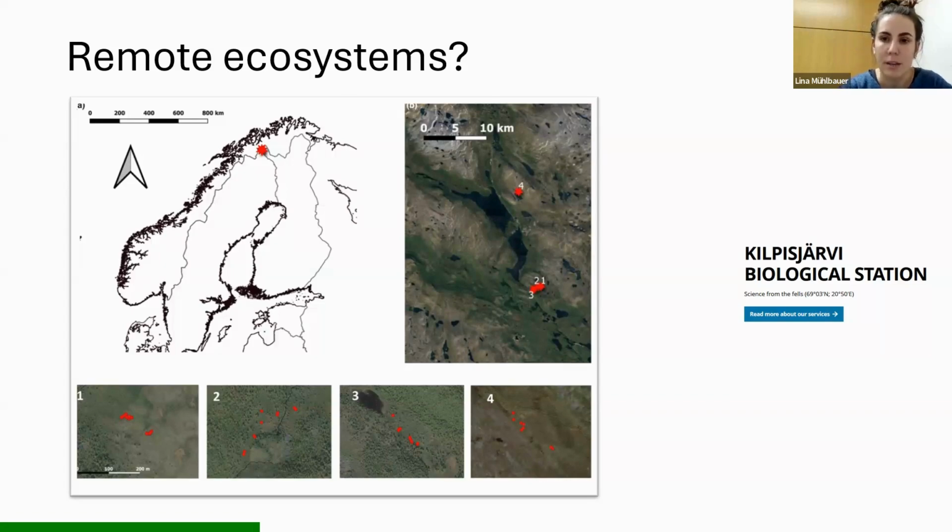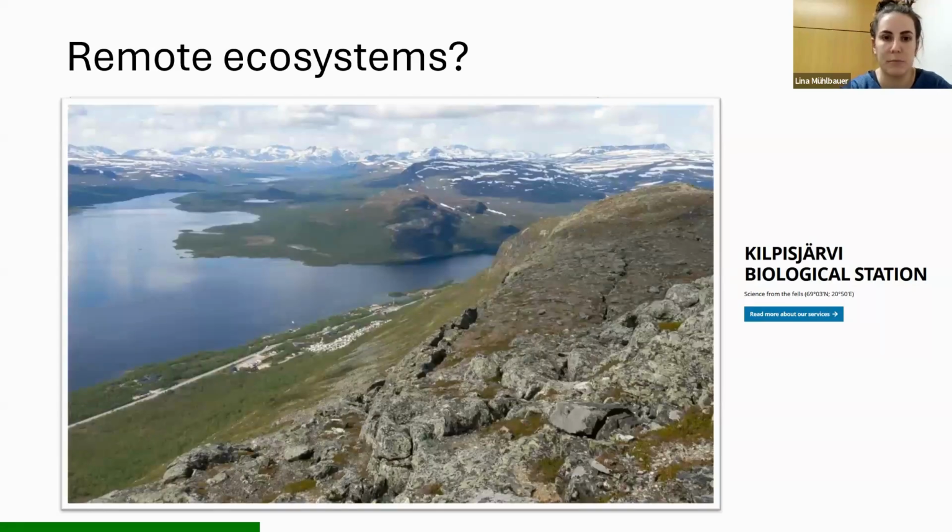And I actually have another picture from the beautiful station where we did that. I was actually never there. So Giorgio, our technician, deployed the sensors with the colleagues from Finland. But I heard it's really, really beautiful.